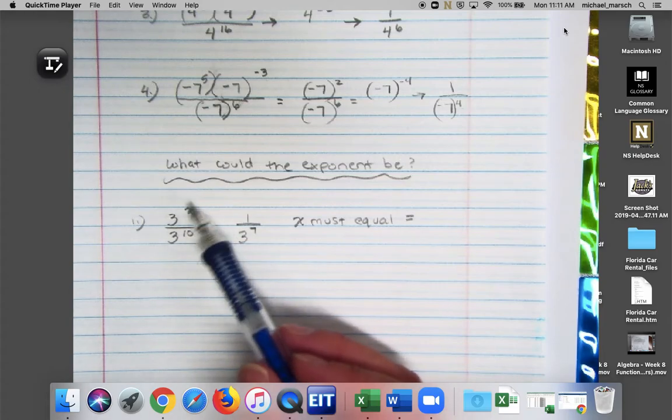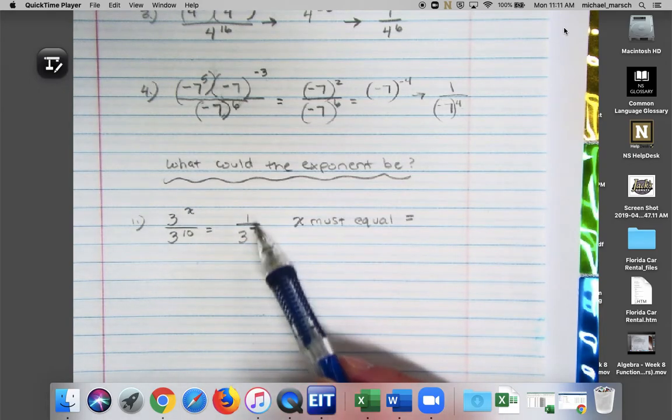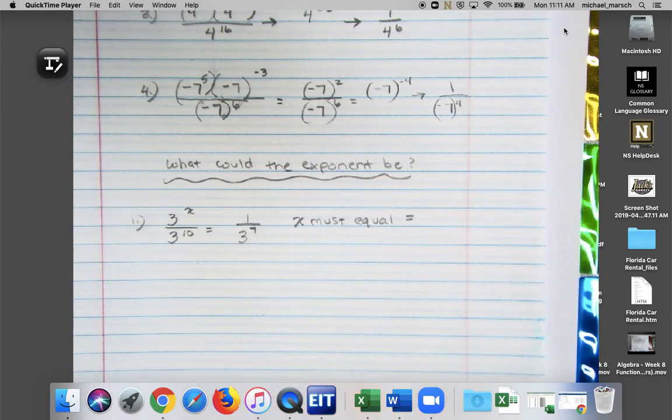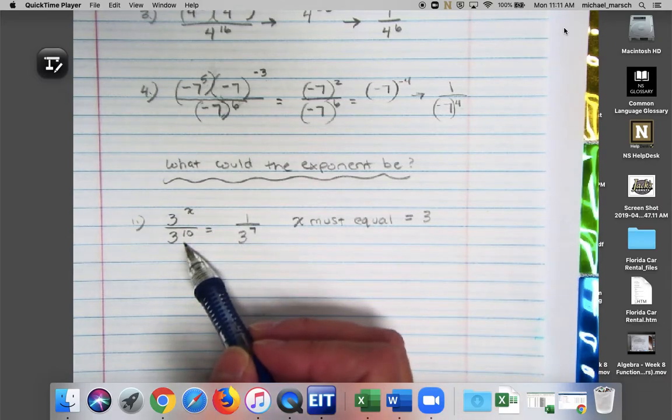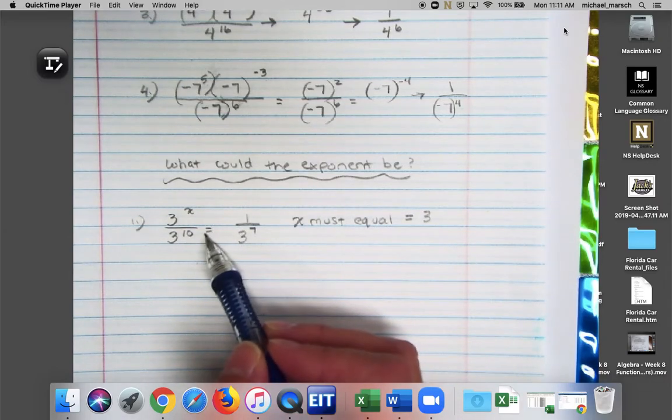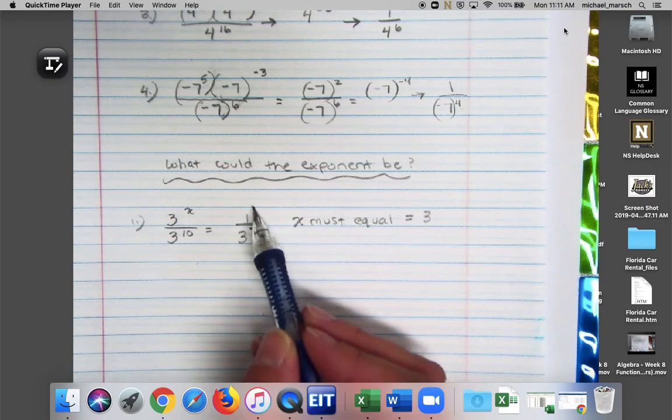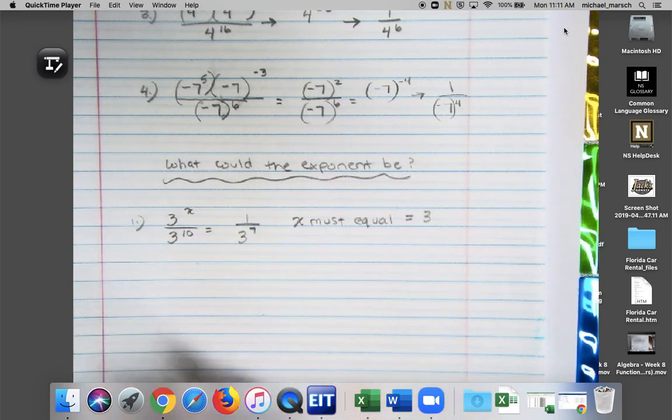Right? So what do I have to have here so I end up with 1 over 3 to the 7th? So what was I subtracting 10 from so that I would end up with a negative 7 and have to transform it to 1 over 3 to the 7th? What do you think? It is 3. Yeah, x must equal 3 because 3 minus 10 is negative 7, and then I would transform it and I would get 1 over 3 to the 7th. Good job.